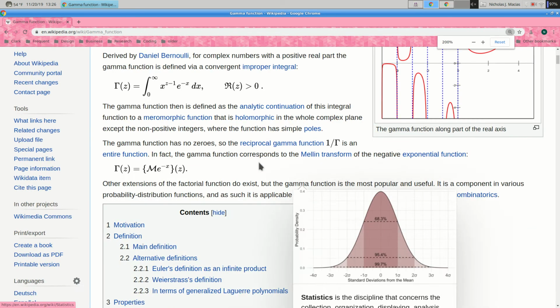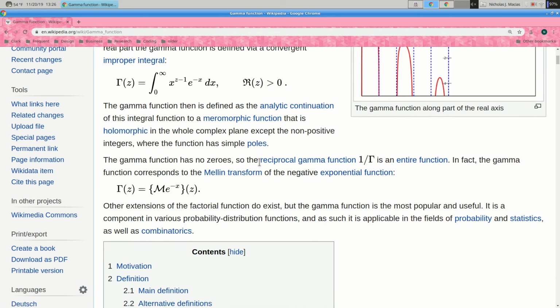So you've all done integral calculus to some degree, right? Here's a really great definite integral: the integral from 0 to infinity of x to the z minus 1 times e to the minus x dx. And z can be an imaginary number, but we usually just talk about it as a real number.